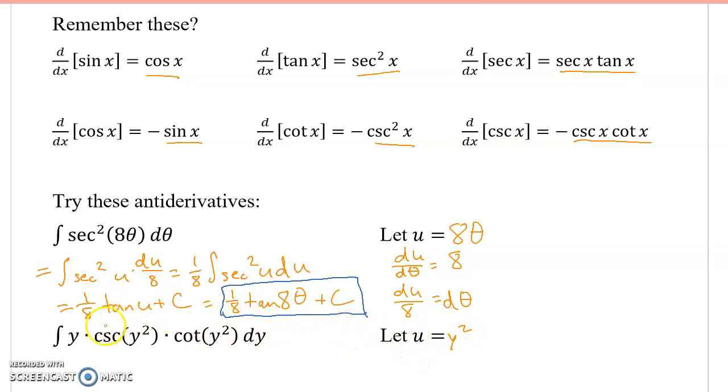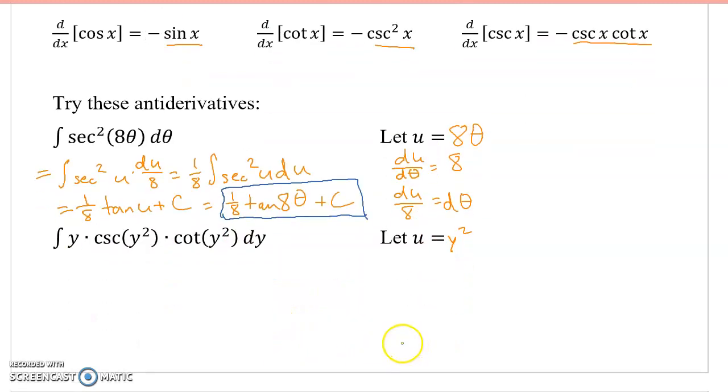That'll be kind of nice because then we'll have cosecant cotangent, which is one of those things that we have over here, right? We're expecting the answer to be the cosecant of y squared, or related to the cosecant of y squared in some way or another. So keep that derivative property in mind while we're doing this problem, because it's certainly going to come into play.